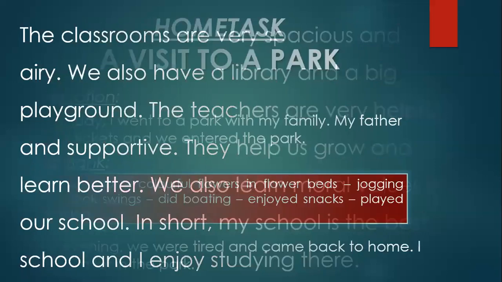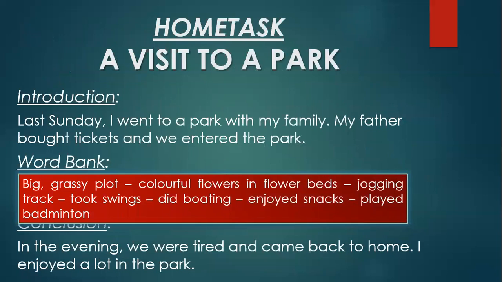Now, here's your assignment. It is to write a paragraph on a visit to a park. Again, in the red box, you can see I have written the ideas on the topic: big grassy plot, colorful flowers and flower beds. Flower bed means the lanes that you can see in parks and grounds where flowers are growing together. They are called flower beds. Jogging track, took swings, did boating, enjoyed snacks, played badminton.